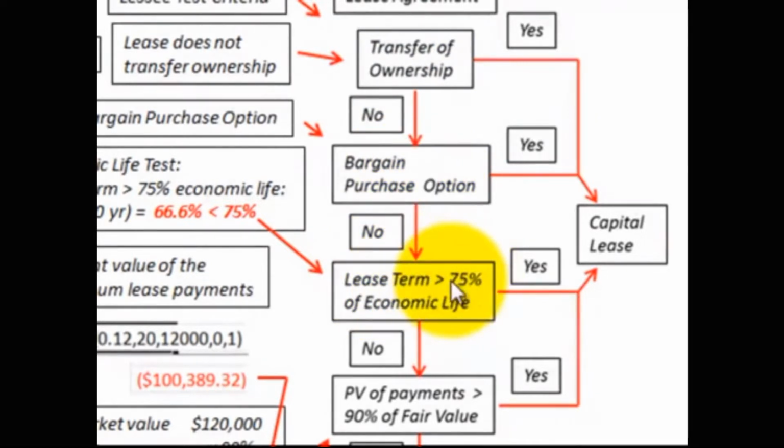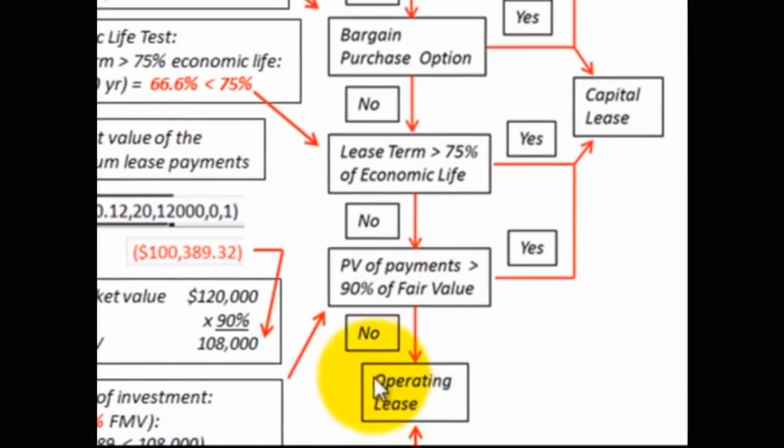So these four tests that we looked at here, the transfer of ownership, this bargain purchase option, the lease term greater than 75% of the economic life, and the present value of the lease payments here has to be greater than 90% of the fair value. These are the four test criteria that you would be using here for the lessee when you're determining if it's a capital lease or an operating lease. And if we can answer yes to any one of these four tests here, any one or more of those four tests, it would be classified as a capital lease here for the lessee. Otherwise, it would be classified here as an operating lease if you fail all of these tests.